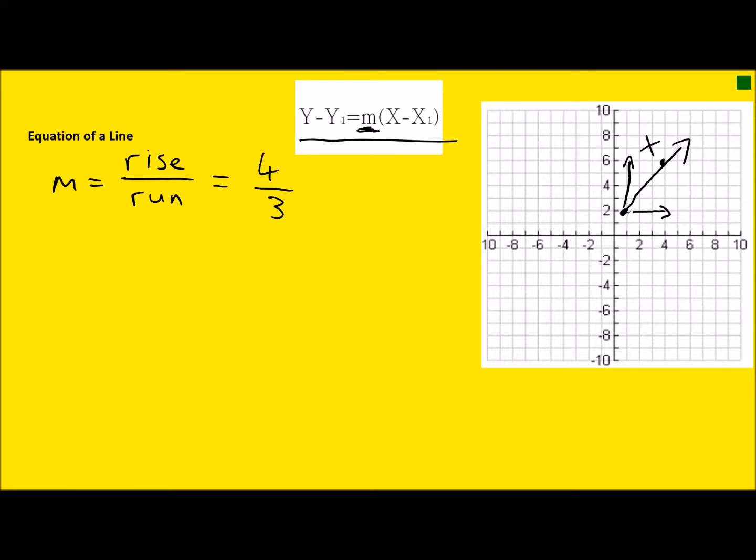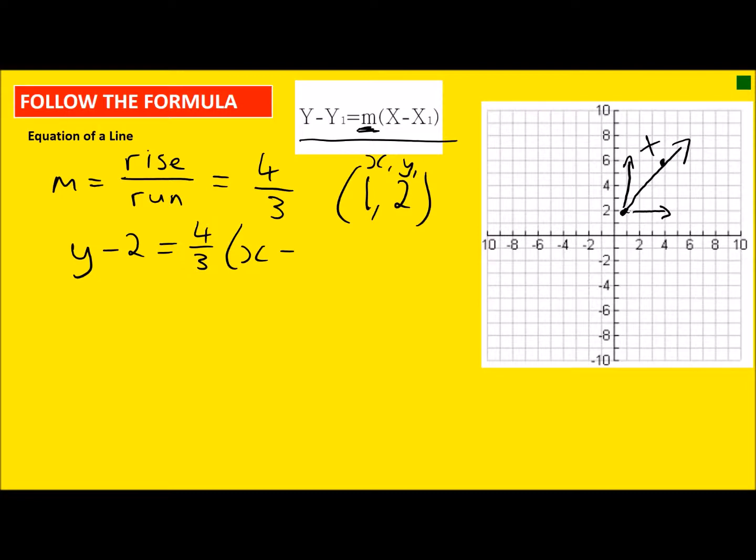Okay, first part. Second part is we need to choose one of the points. So let's choose 1, 2. That's our point. And we're going to label that x, as always, is first, x1, and y1 is the second. Okay, so let's go back to our formula. Our formula says that y minus y1, which is 2, equals m, so slope, times x minus x1, which is, over here, number 1.